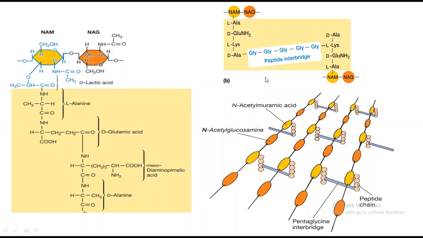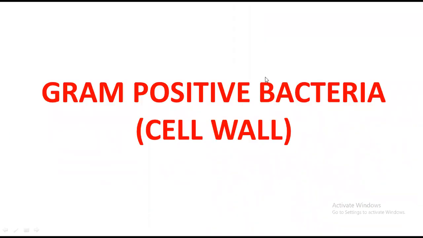Just keep this structure in mind. It will help you in the later video. I was just showing you the structure. Now here comes the cell wall of gram positive bacteria. Now I will show you the effect of crystal violet, iodine, alcohol and safranine on the gram positive bacteria cell wall.